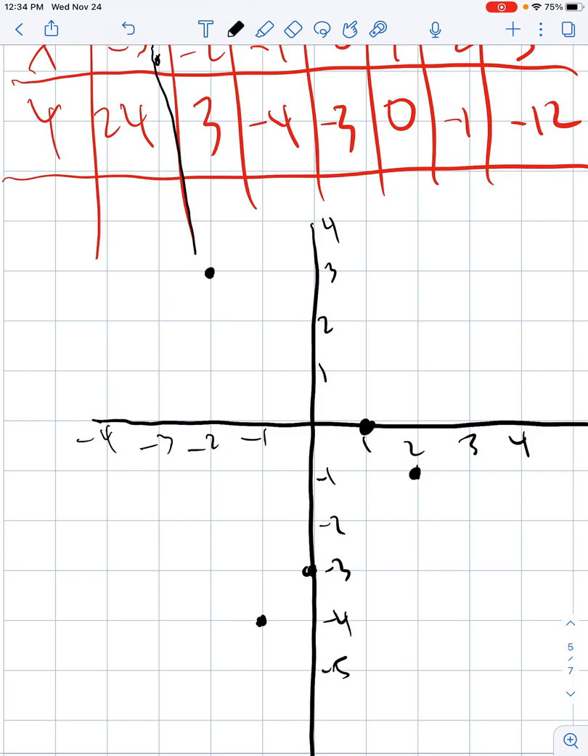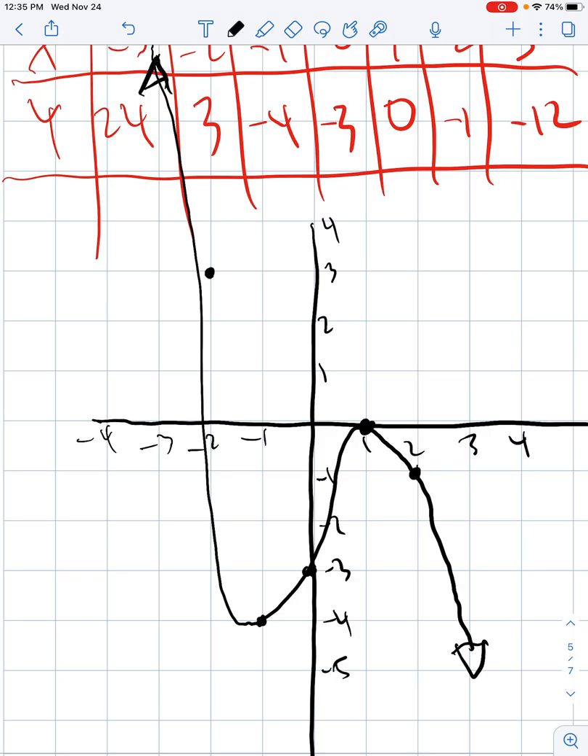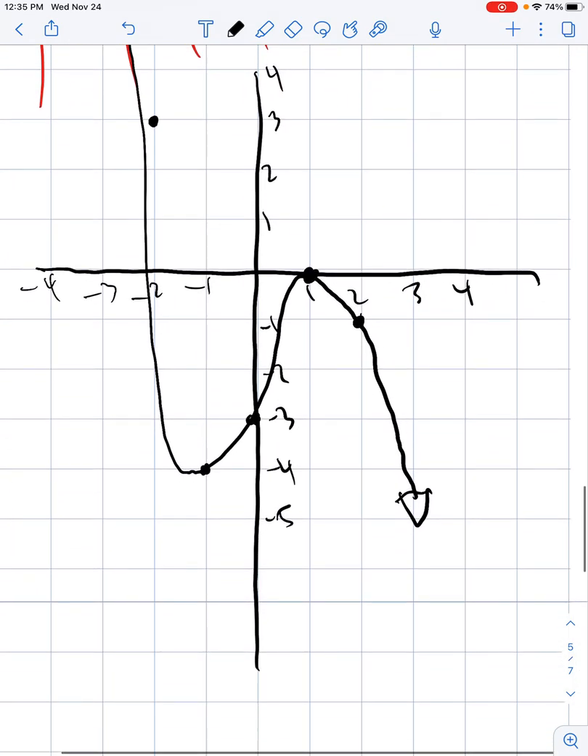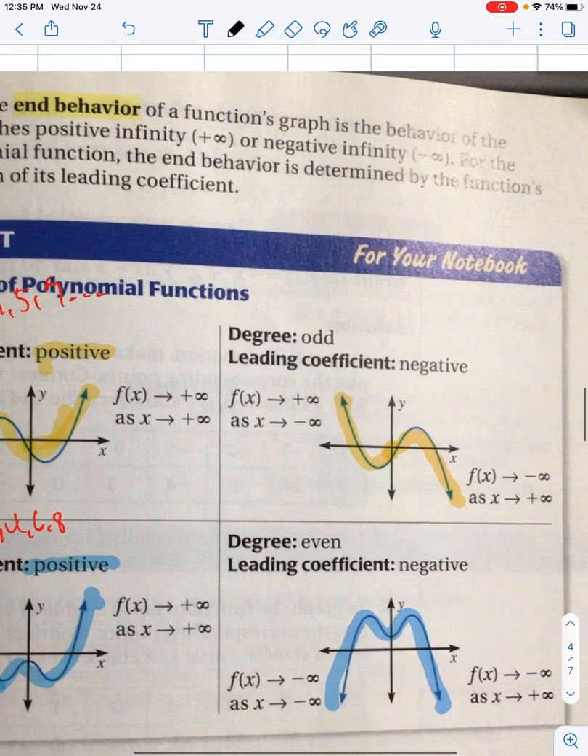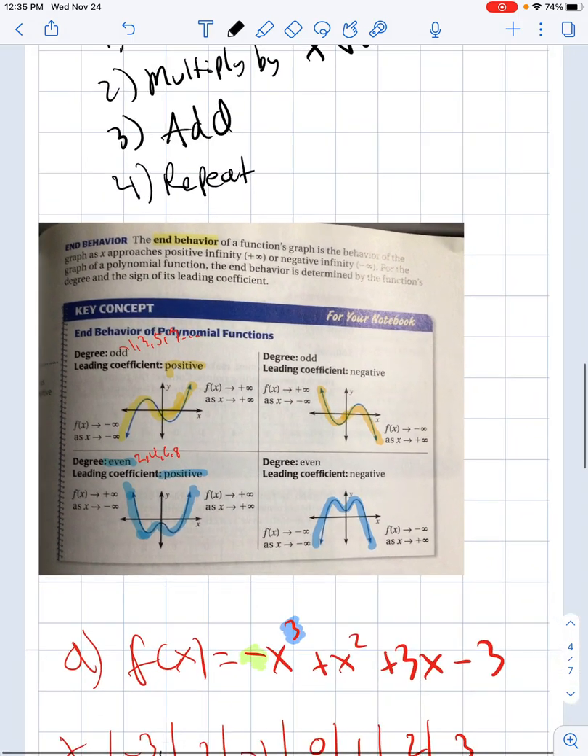So if I were graphing this, it'd be something like this. It comes down here, scoops up here, and then decreases like this. So we've got an arrow pointing up and to the left, and an arrow pointing down and to the right, which is what we would expect right there.